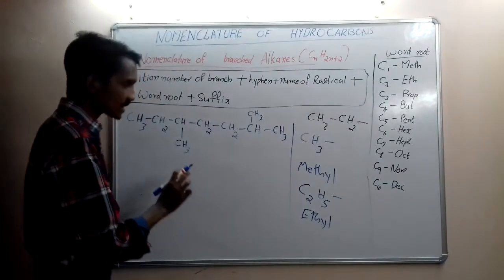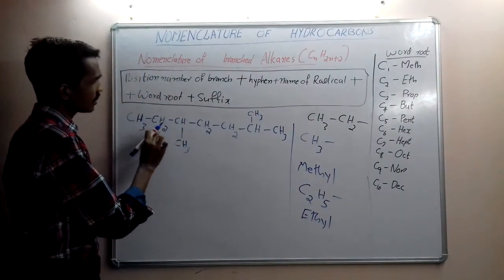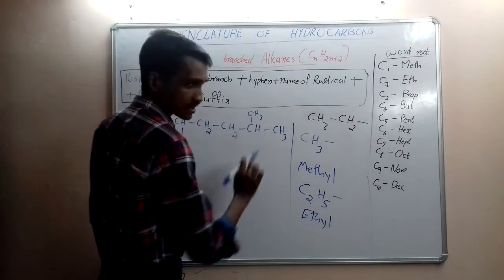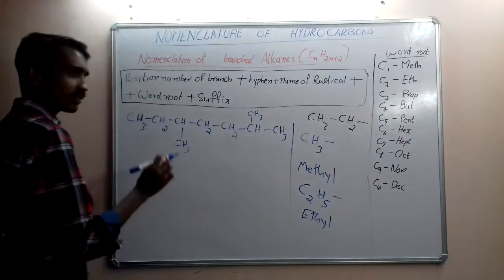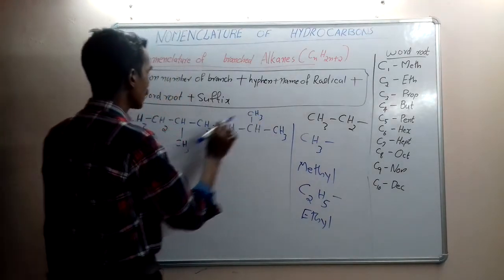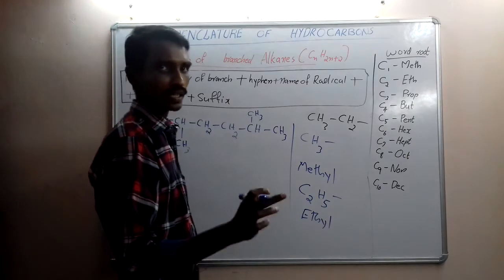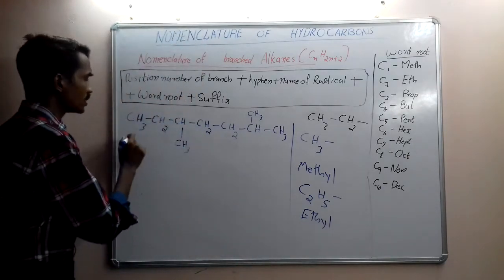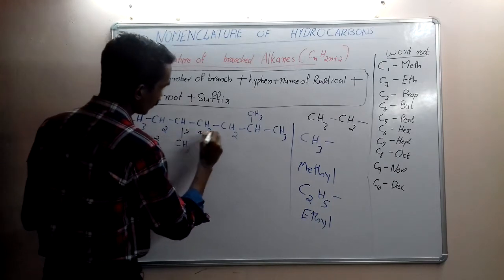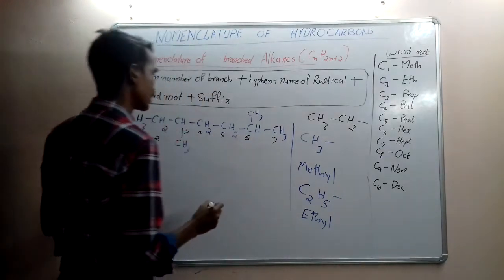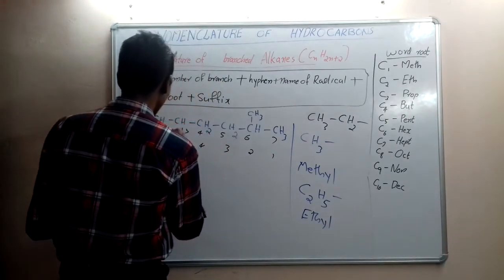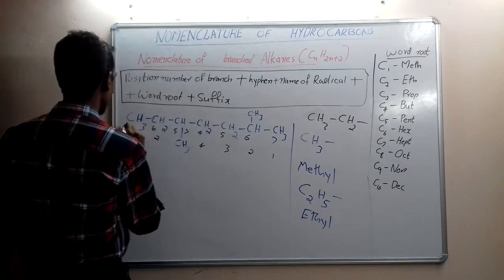So next, another example: CH3, CH2, CH, CH3, CH2, CH2, CH, CH3, CH3. So what is the difference here? Here is also CH3, here is also CH3. 2 alkyl radicals are present. In a similar way, I have to number from left to right, 1, 2, 3, 4, 5, 6, 7. From right to left, 1, 2, 3, 4, 5, 6 and 7.